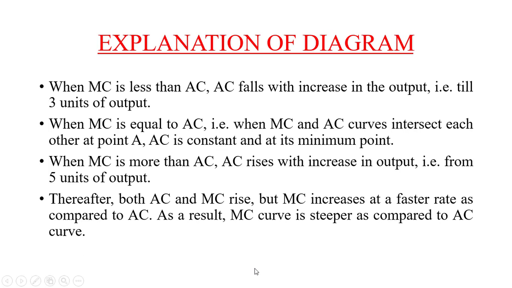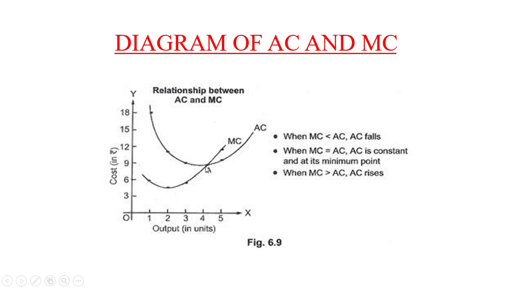Now thereafter both AC and MC rise, but MC increases at a faster rate as compared to AC. Now you have to remember this, that the marginal cost curve is increasing more as compared to the AC. As a result, the marginal cost curve is steeper as compared to the AC curve. Now you can see here, this MC curve is growing faster than the AC curve. It is not about how much higher it is going, okay? It is about how fast it is growing. So the MC curve is growing faster than the AC curve.